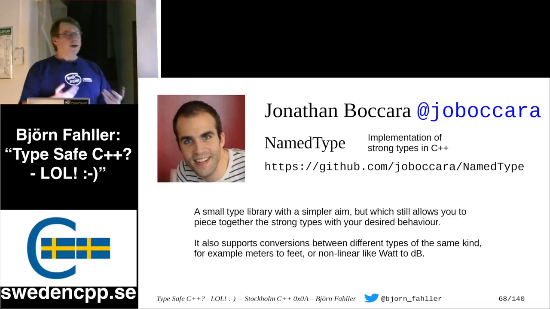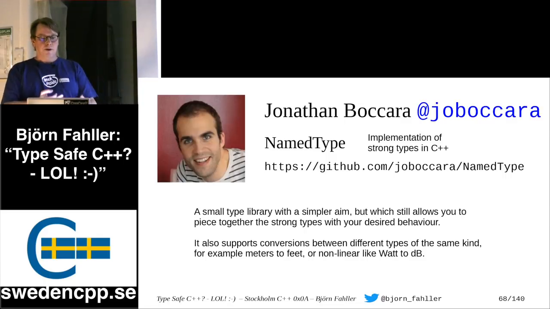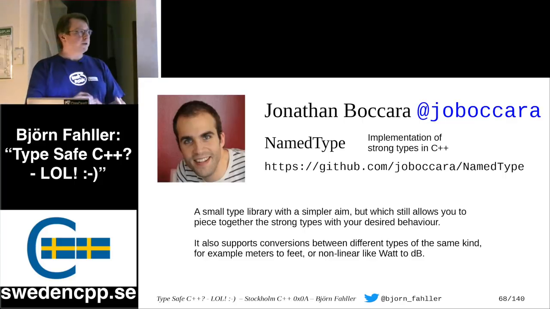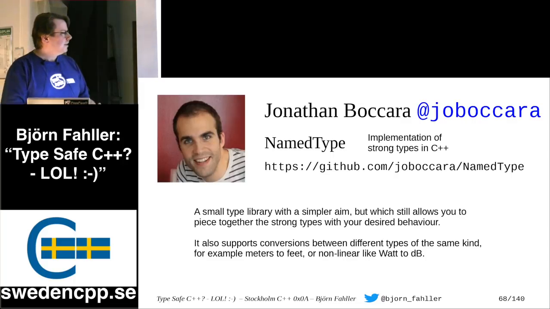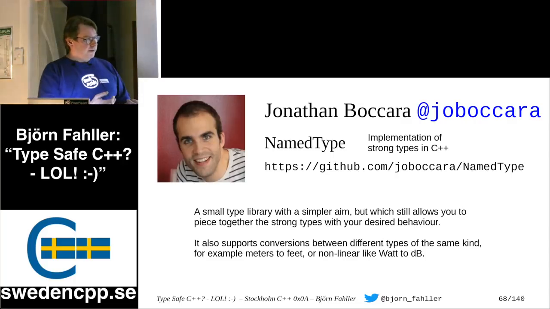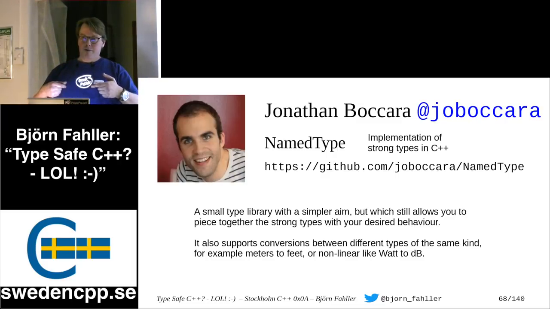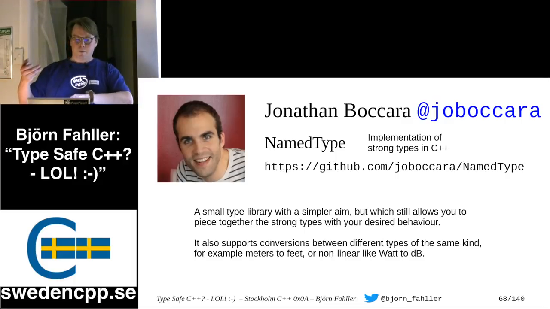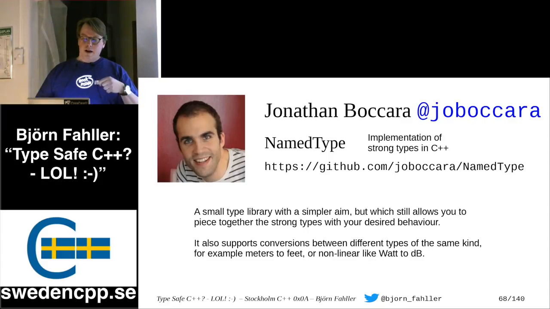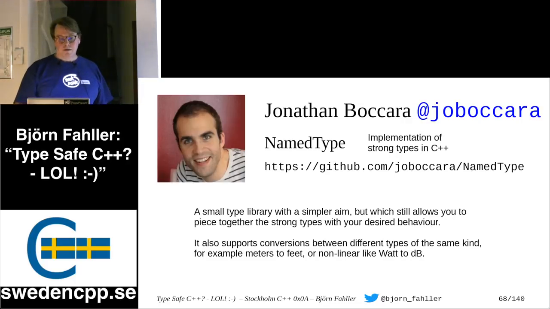Jonathan Boccara's NamedType is a much smaller library than Jonathan Müller's. Note that all authors are named Jonathan. I don't think that is important, but it has a simpler aim. It doesn't try to do quite as much, but it's, I think, a little bit easier to use. But it also has some interesting things like being able to do scaling conversions between types of the same kind. For example, converting length in meters to length in feet if for whatever reason you want to do that. And also nonlinear ones like he mentions watts to decibels or linear frequency scale to octaves and such, which depending on what kind of work you do can be interesting.